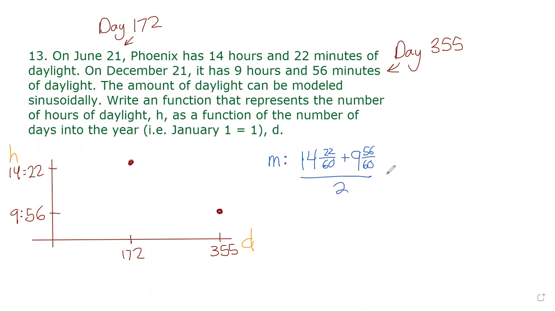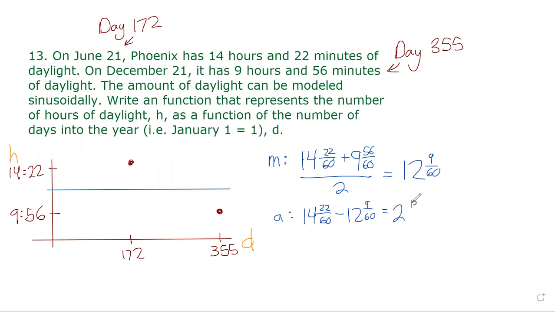And then that over 2. And I think if you do it on your calculator, you got maybe 12.15. But just in terms of a fraction, it's 12 and 9/60. So that's the midline, and we can draw that here. And then the amplitude is just how far up or down we go from the midline. So I think the easiest way, just given these numbers, is if I go from the top to the midline and find that distance, that's 2 and 13/60ths.